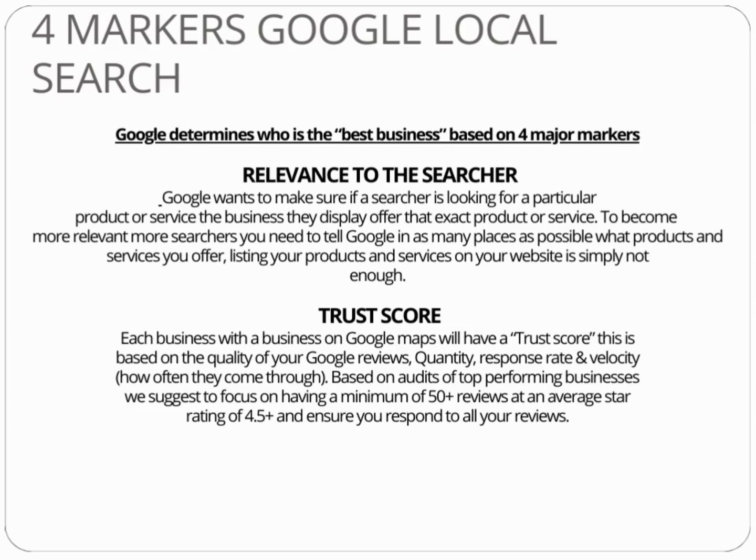The second one is trust score. Every business has a trust score displayed on Google Maps. This trust score is defined by the quality of Google reviews and ratings, and how active you are in responding to the reviews. So you have to make sure that you have at least 50 plus reviews with an average star rating of 4.5 or maybe more. And always make sure that you're responding to your reviews. That will show how active you are.